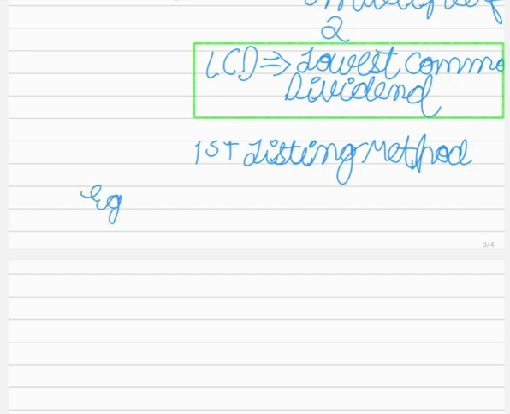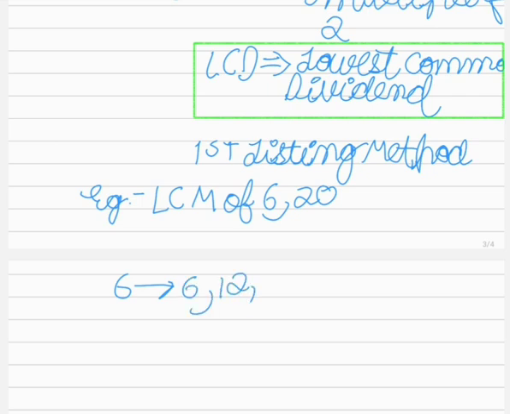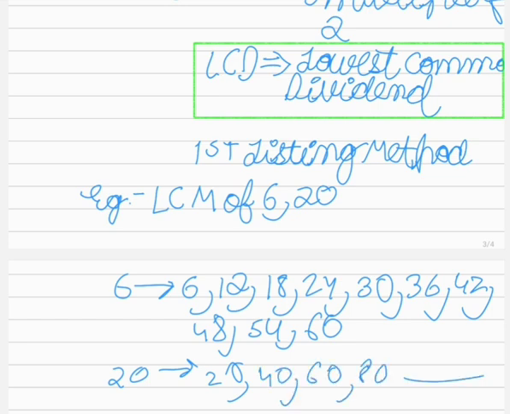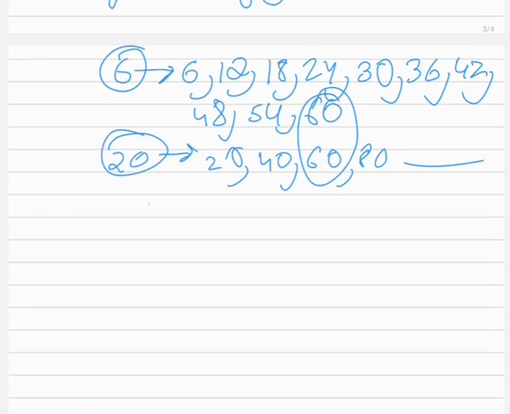For example, you have to find the lowest common multiple, LCM, of 6 and 20 only. How will you find it? The multiples of 6 are 6, 12, 18, 24, 30, 36, 42, 48, 54, 60. And the multiples of 20 are 20, 40, 60, 80. So the lowest common multiple between them is 60, because 60 comes in the 6 table and the 20 table also. So our LCM would be 60.